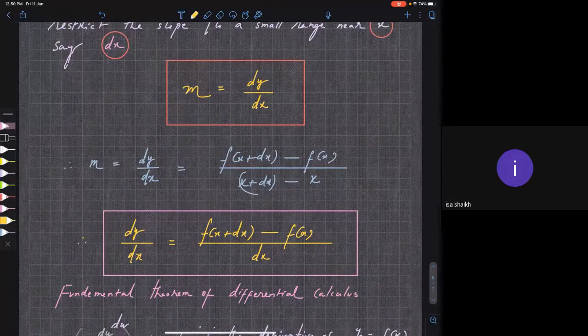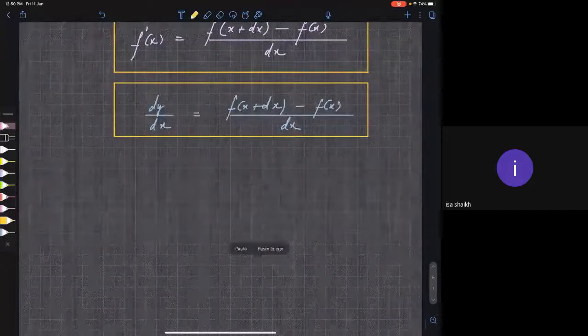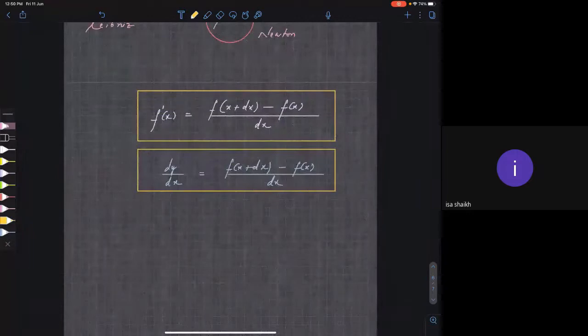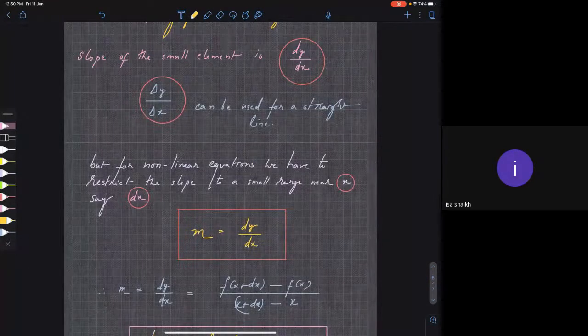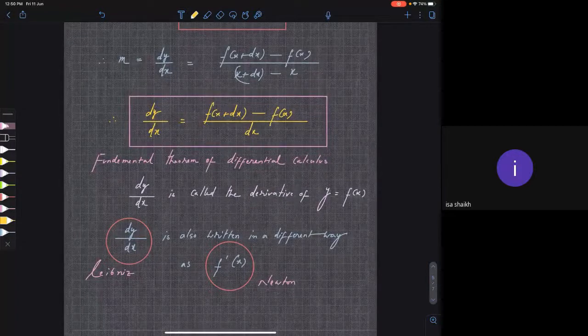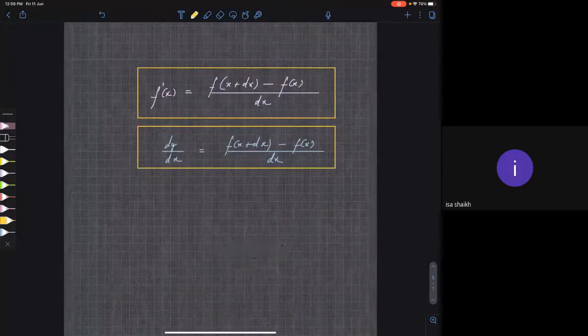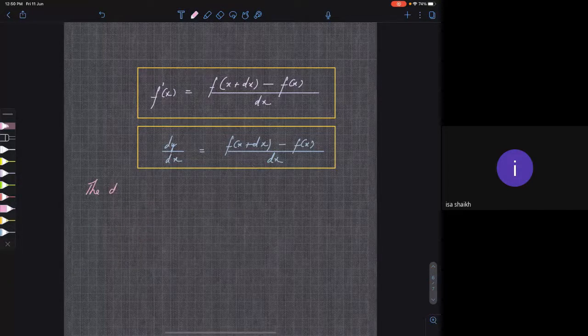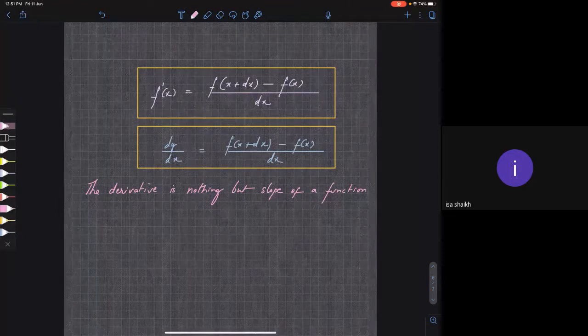Okay. Now, I'll tell you one thing. I'll give you a lot of derivatives and a lot of formulas for different functions using this formula. Now, before giving the derivatives, let me explain what this is. So basically, what is the derivative? Derivative is nothing but the slope of a function. Are you getting my point? Yes, sir.